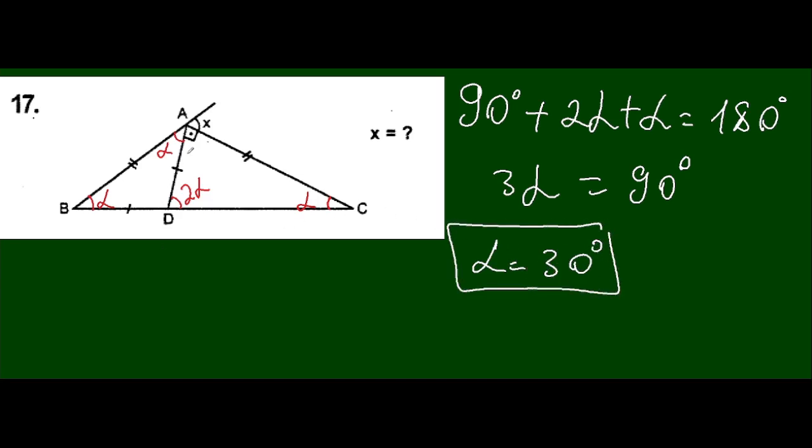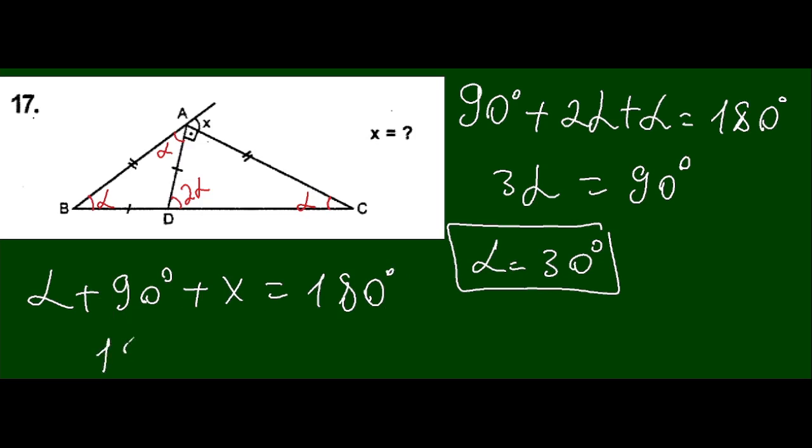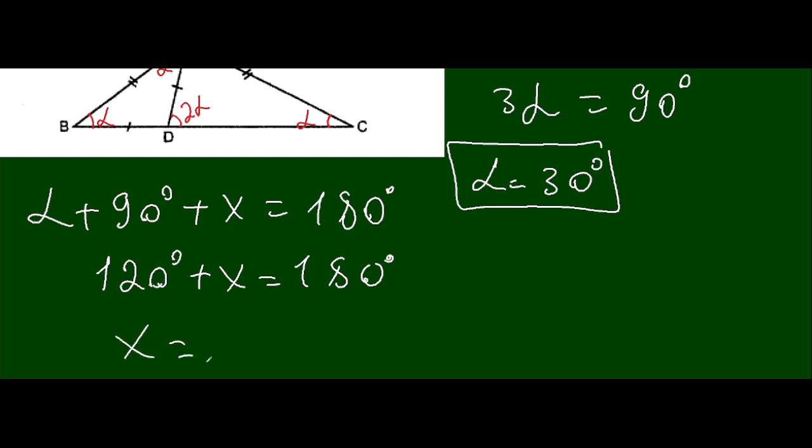We just write down this, and we know that also from the adjacent angles, alpha plus 90 degrees plus x will equal 180 degrees. So here we can plug in alpha as 30 degrees, and we'll get 120 degrees plus x will equal 180 degrees. X here will be equal to 60 degrees, which is our final answer.